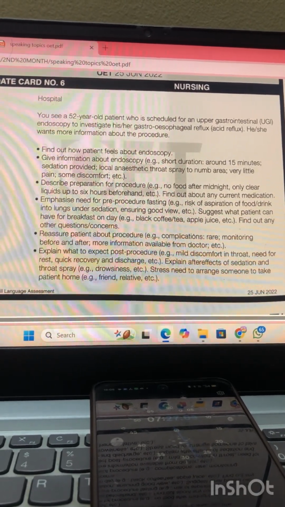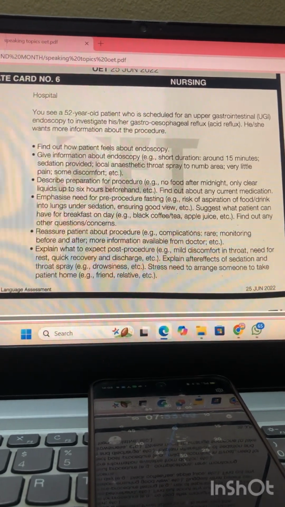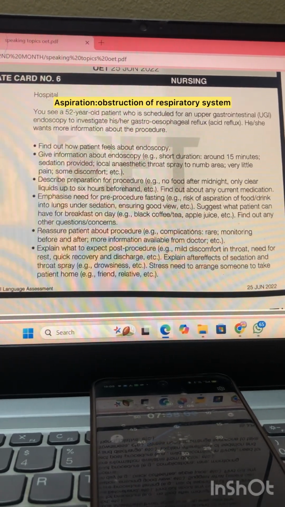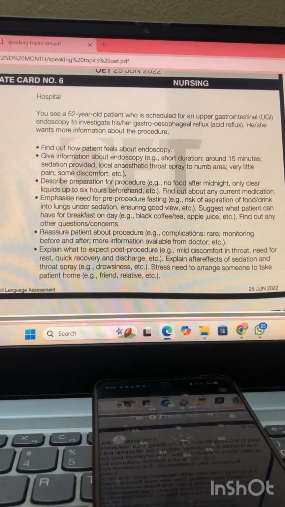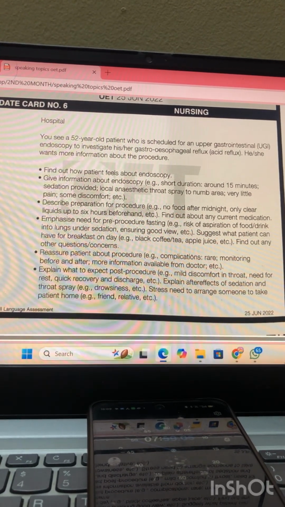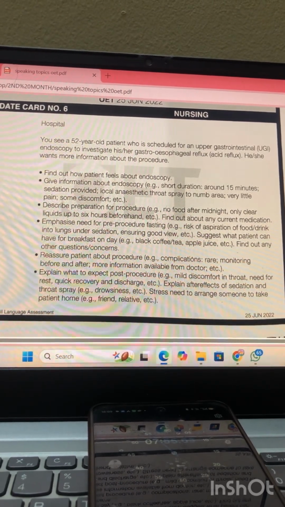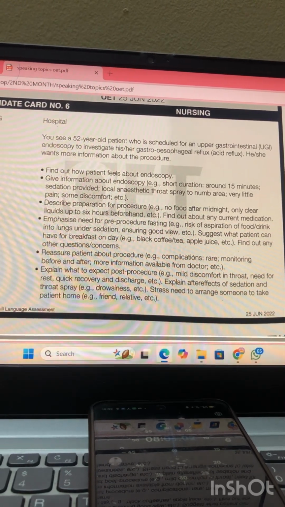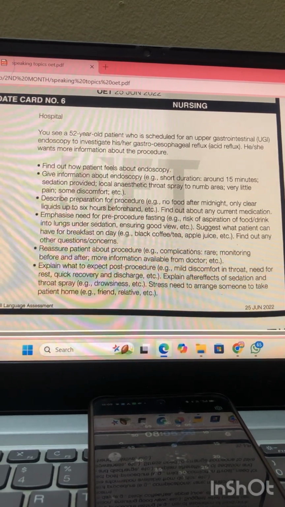We are going to provide this because to prevent, don't say risks and all, to prevent, don't say aspiration also, to prevent the blockage or obstruction into the lungs, since we are going to make you sleep with the anesthesia which will relax your whole body, so there is a chance to obstruct your respiratory system. Also to ensure a good view. Understanding, right? So like that you have to say.